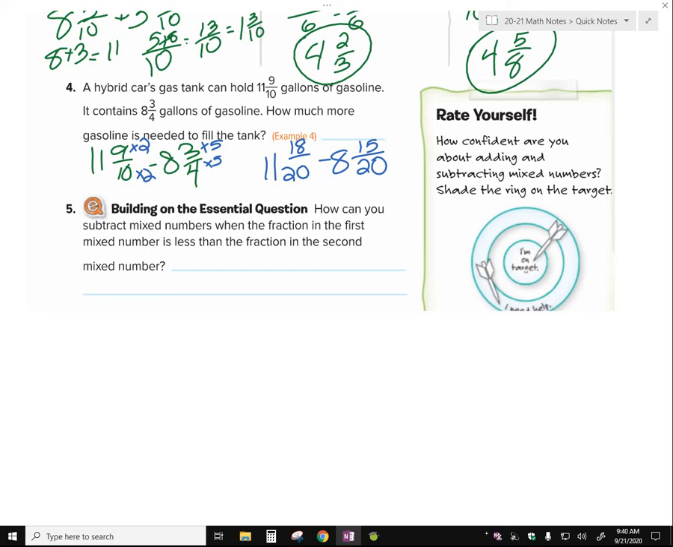So now, since the fraction on the right, what we're subtracting it by, is less, I don't need to do any of that borrowing or rewriting. 18 minus 15 is 3. 11 minus 8 is 3. 3 and 3/20.